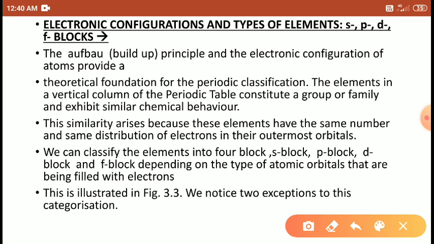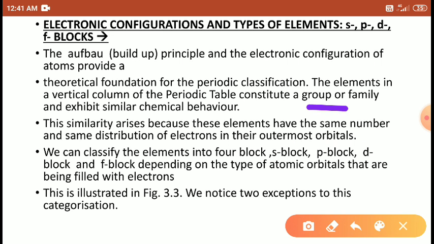Similarly, because these elements have the same distribution of electrons in the outermost orbitals, we can classify them into four blocks: s block, p block, d block, and f block, depending upon the atomic orbital that is being filled with electrons. So, students, the elements which belong to a single group or family, we call it a group.